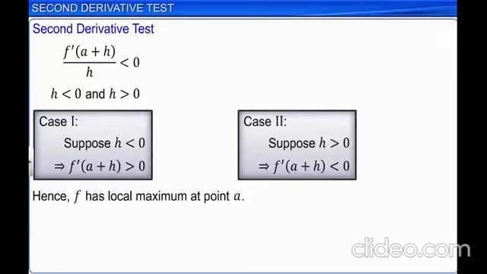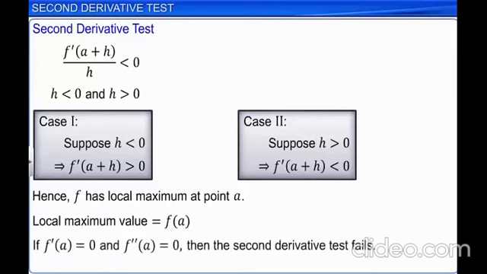Similarly, we can prove the second part. The second derivative test fails if the second derivative is also 0. In this case, we follow the first derivative test.